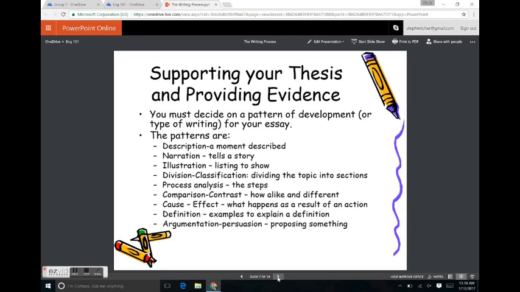And by the way, let me say this, you don't always have to have a thesis before you start writing. Sometimes I don't have a thesis until I've started my paper, because sometimes I don't know where I'm going until I get there.